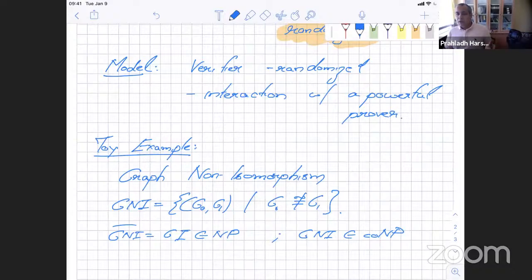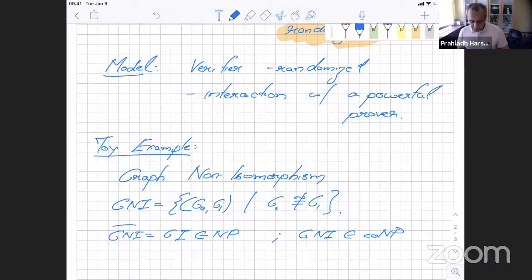Okay, so the only way I see how to do it is go over all possible isomorphisms, mappings between the two things, and show that each one of them is not an isomorphism. And there are potentially n factorial many mappings between the two graphs. Assume the two graphs are of the same size, same set, then n factorial is not short in any sense of the word.